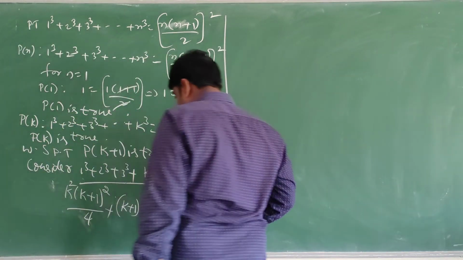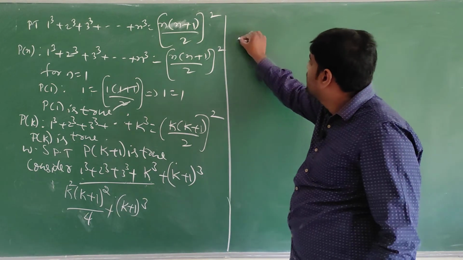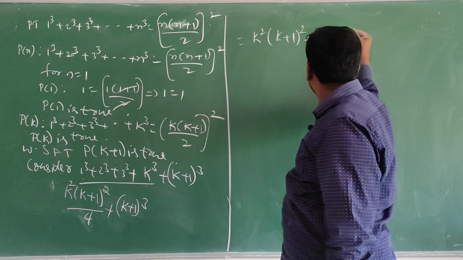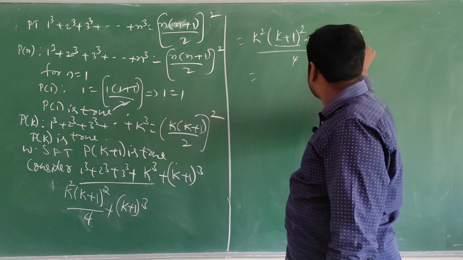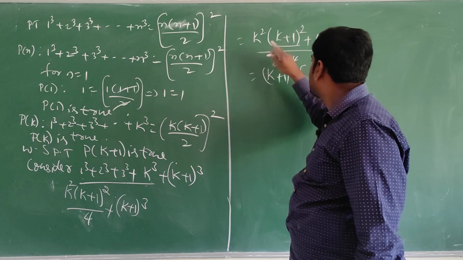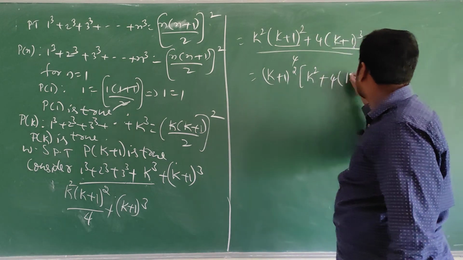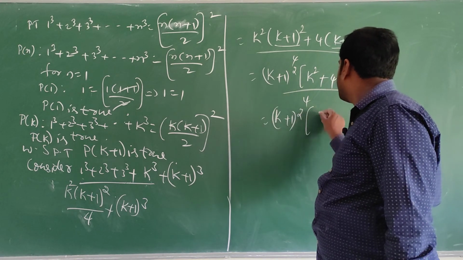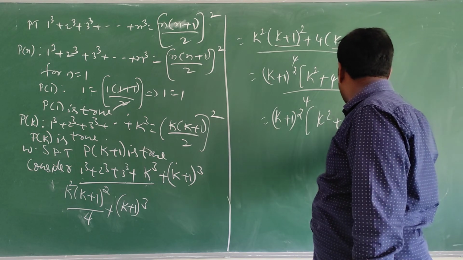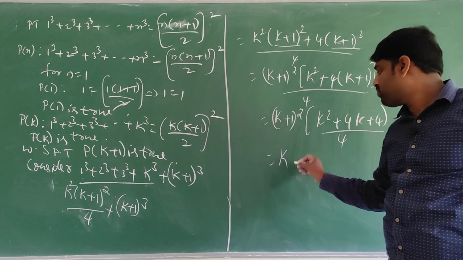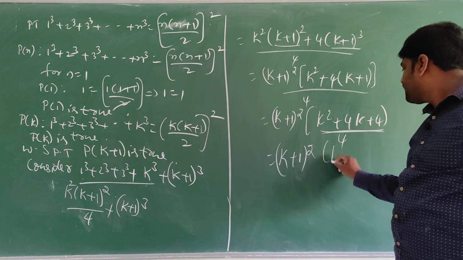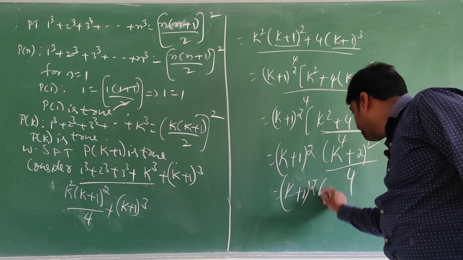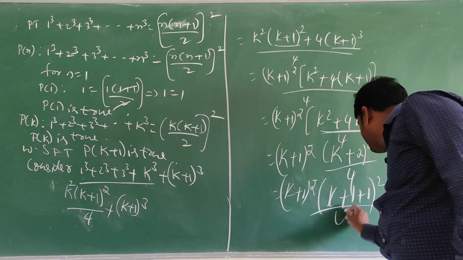And when we take LCM, that is k square into k plus 1 whole square plus 4 into k plus 1 whole cube divided by 4. Here k plus 1 whole square is common. Remaining is k square plus 4 into k plus 1, divided by 4. k plus 1 whole square into k square plus 4k plus 4 divided by 4. That is k plus 1 whole square, and this can be written as k plus 2 whole square divided by 4. Therefore, k plus 1 whole square into k plus 2 whole square divided by 4.